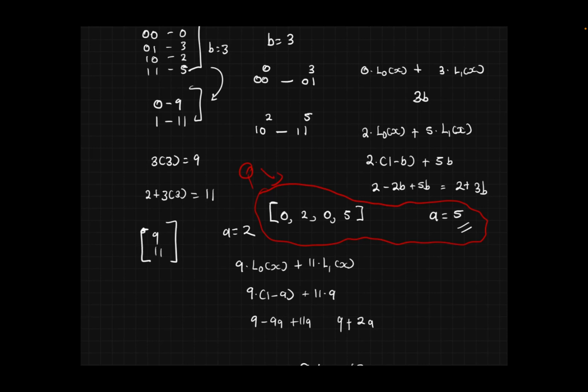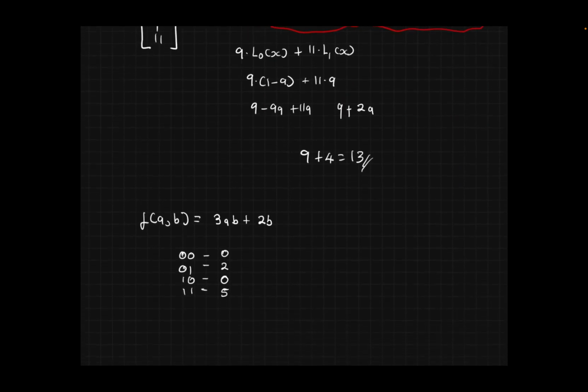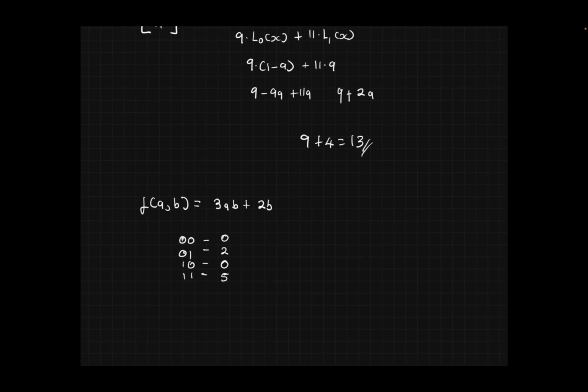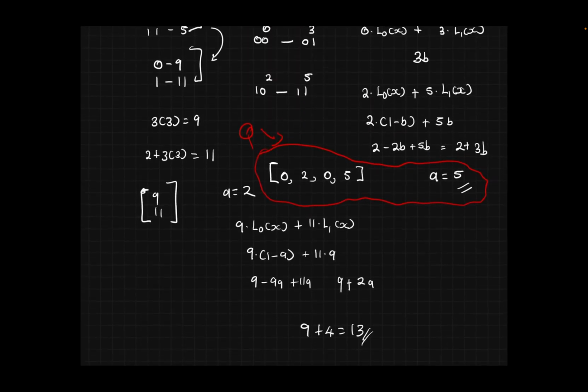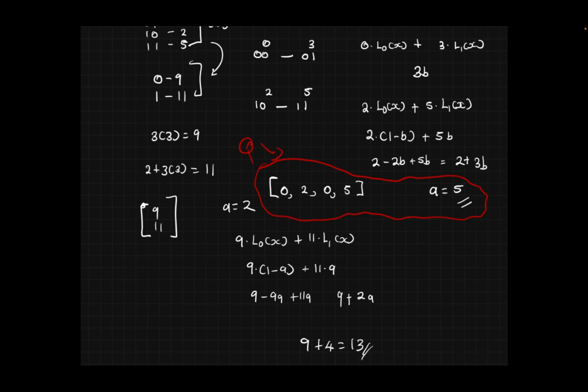So you get 5B and 2 minus 2. You can try it against the original. How are you evaluating for 3A plus 2B? 3AB plus 2B. So then you can test against A equals 5.